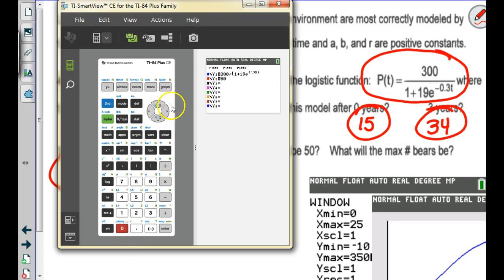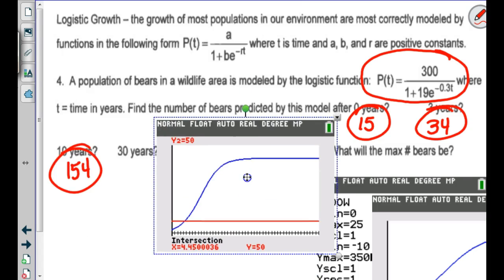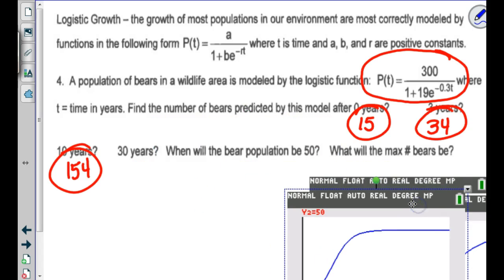Guys, can I just put a 50 in my Y2 and find where they intersect? So when were there 50 bears? You're going to have to know how to do this for the quiz. All right, I can't read that, so I'm going to put it on here. 50 bears at about 4.5 years, yes? All right, so this came out to be, was it 299? This is about 4.5 years.